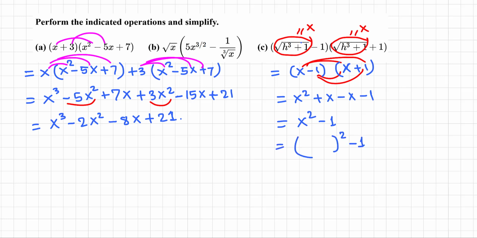But x was not in the question. This x was in fact the square root of h cubed plus 1. Now the square root of h cubed plus 1, squared: the square and square root cancel. That leaves simply h cubed plus 1. I mean, we're assuming this is a positive quantity here. And there is minus 1. Now plus 1 minus 1 also cancel. That leaves h cubed as the final answer.